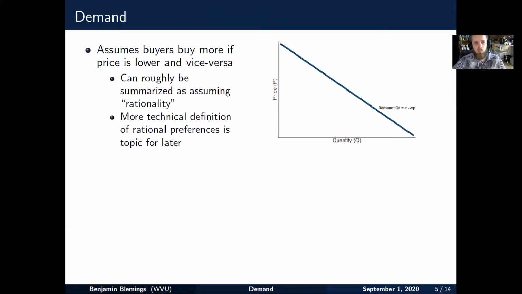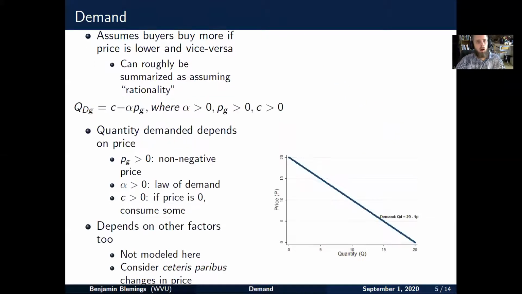So it assumes that buyers buy more if the price is low and vice versa. And this can be roughly summarized as assuming rationality, which I'll give a more technical definition to, rational preferences, when we get into consumer choice in Unit 2.